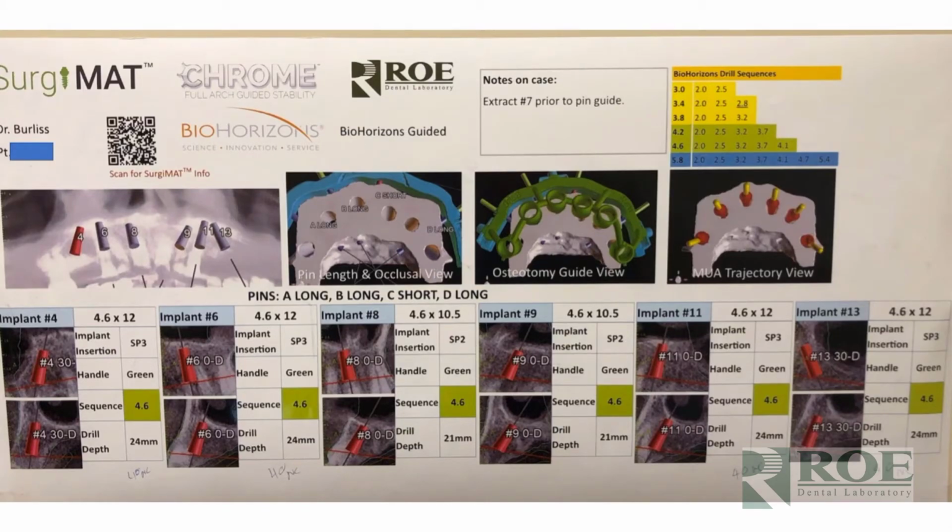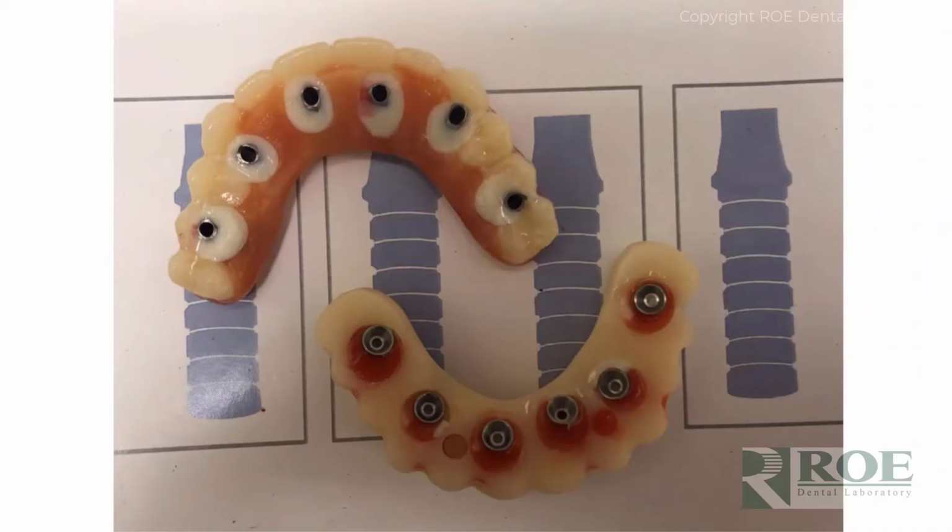And then, of course, the surgery mat, which is on the wall. This has all the indications about the surgery, which tool to use, as here for BioHorizon, tells the doctor to extract number 7, and then all the cross sections of the implants and which spoon to use on which implants. A very helpful tool. So the case is picked up.